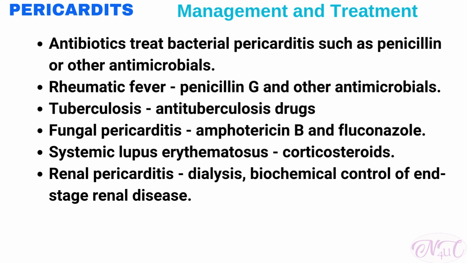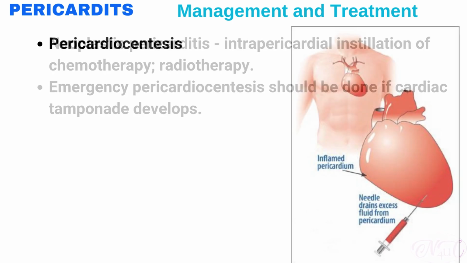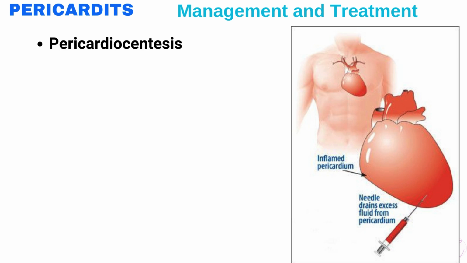Systemic lupus erythematosus is treated with corticosteroids. Renal pericarditis is treated with dialysis and biochemical control of end-stage renal disease. Neoplastic pericarditis is treated with intrapericardial instillation of chemotherapy and radiation therapy. Emergency pericardiocentesis should be done if cardiac tamponade develops. Pericardiocentesis is a procedure in which some of the pericardial fluid is removed, and may be performed to assist in the identification of the causative agent also.